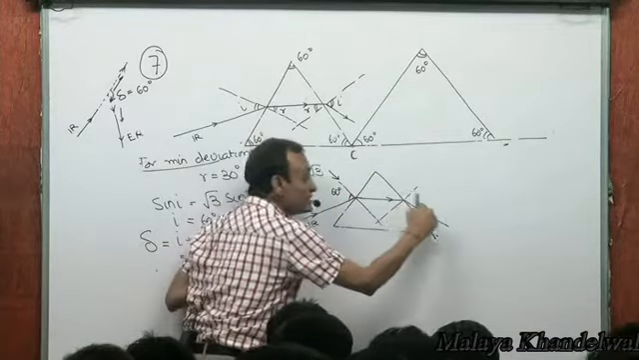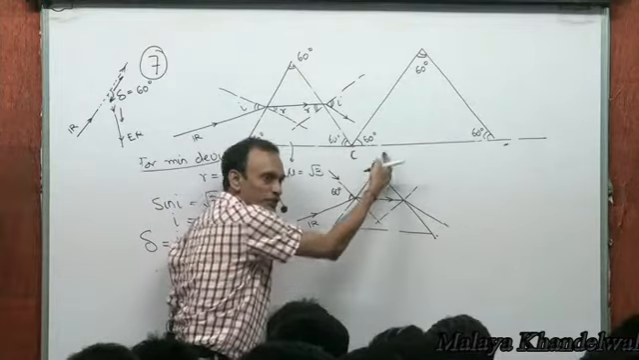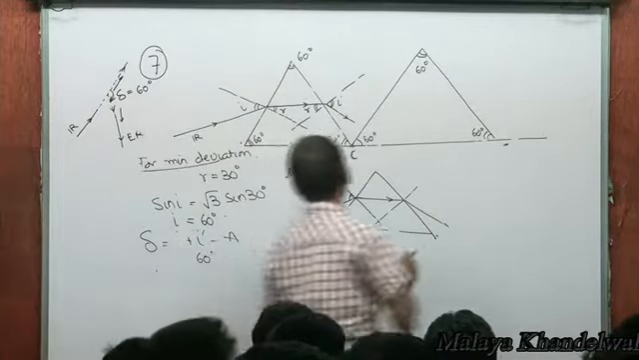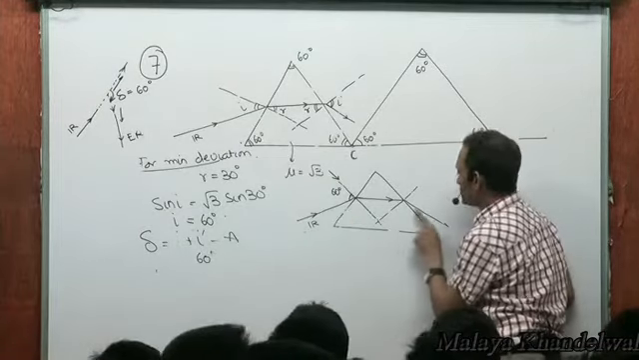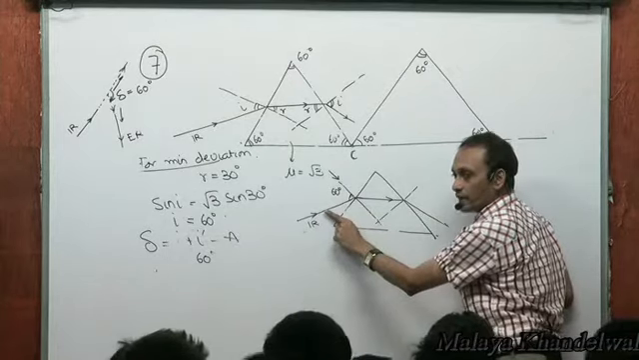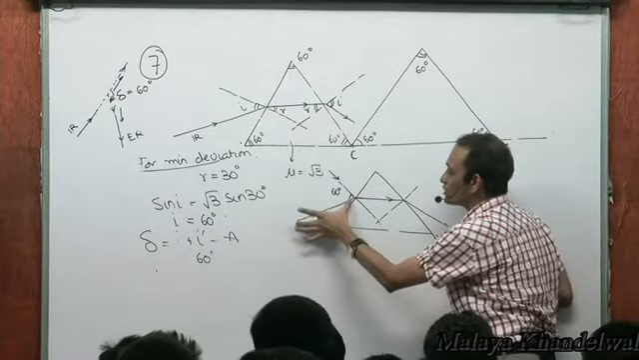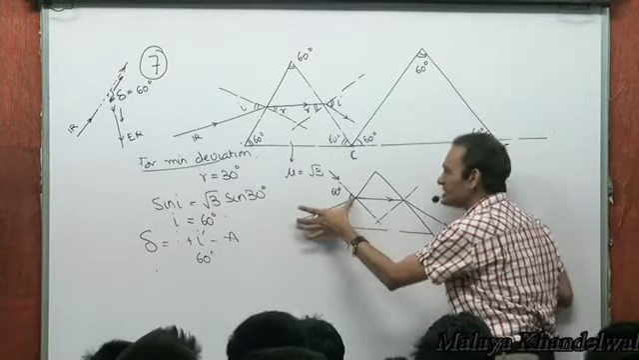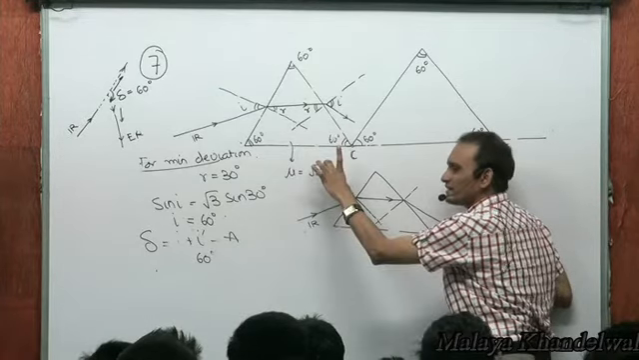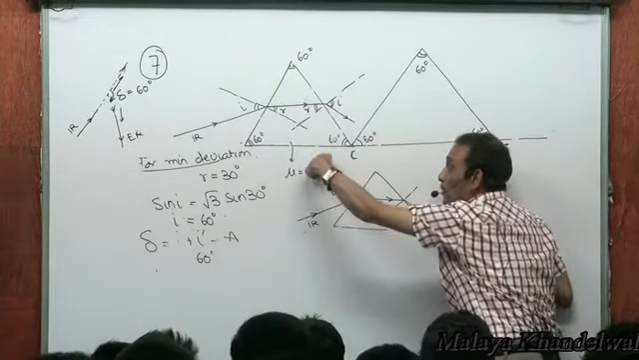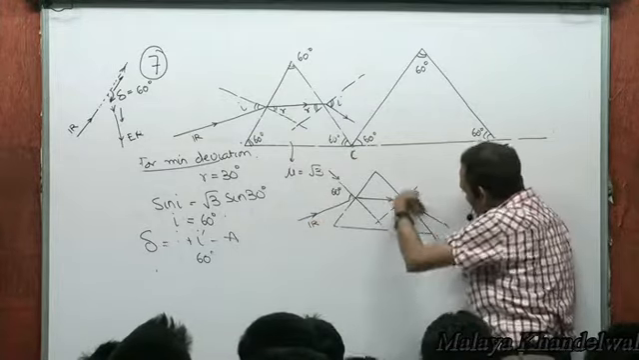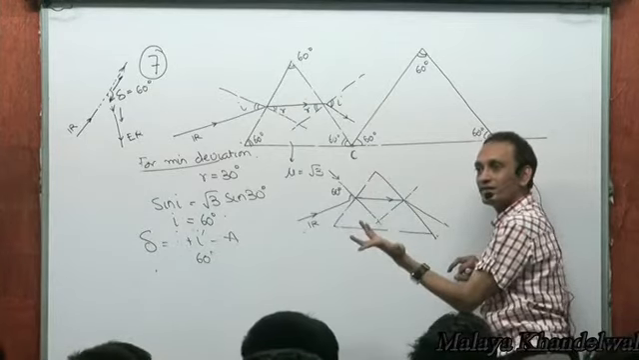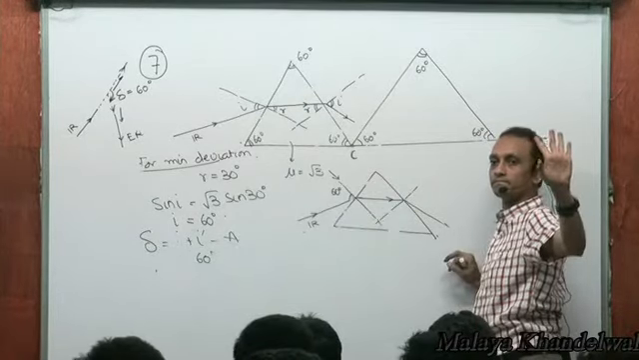That means this emergent ray must have been perpendicular to this face, yes or no? I'll repeat now. This is the emergent ray, this is the incident ray. Right? What did the prism do? The prism rotated this by 60 degrees to get this direction. Now rotate this right here by 60 degrees. Then it will be like this. That means it will be perpendicular to this face. That means this emergent ray must have been perpendicular to this face. This is what it means. I can repeat one more time.